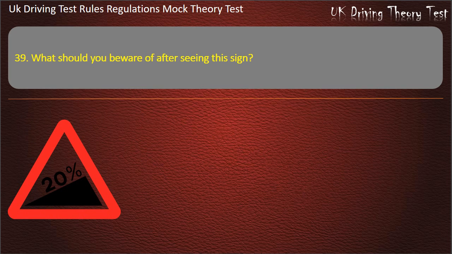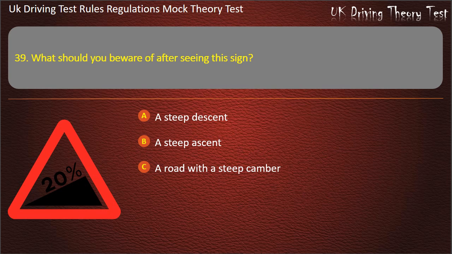Question 39. What should you beware of after seeing this sign? A steep descent. A steep ascent. A road with a steep camber. A town with an unusually high tax rate. Answer. A steep ascent.